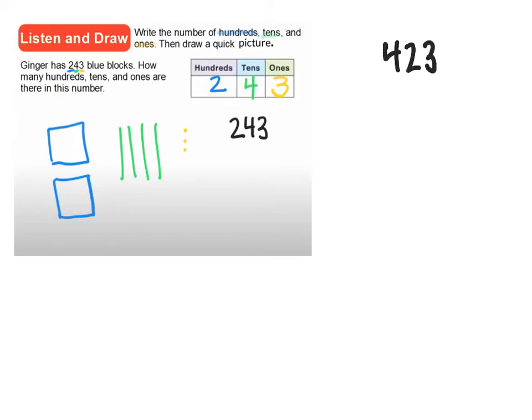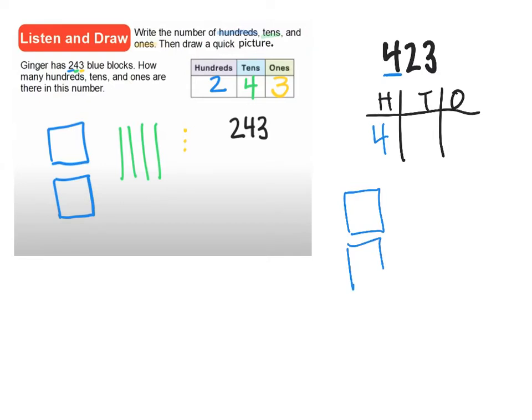Now let's try the same thing, but we're now going to use the number 423. So we're switching the tens and the hundreds place. Okay, how many hundreds do we have? 4. So we draw 4 squares. They each show 100. How many tens do we have? 2 tens. 1, 2. But this actually equals 20 because we would skip count. 10, 20. And how many ones? We still have 3, same as before.